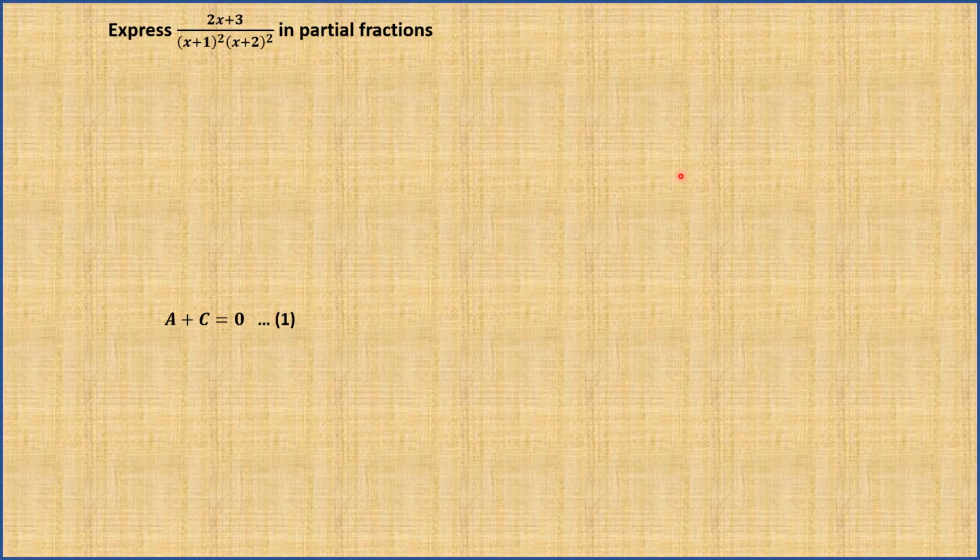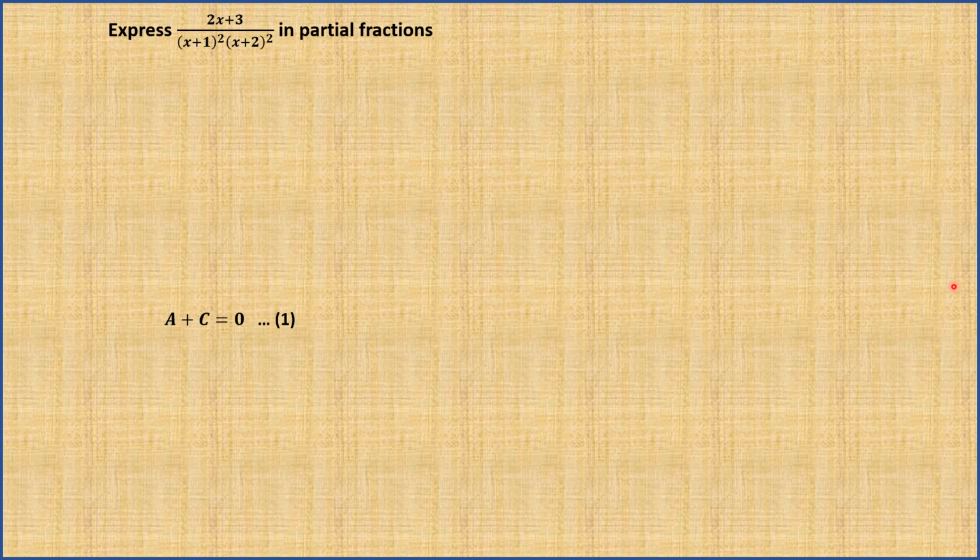We have this expression. We have to express this algebraic fraction into partial fractions. So we have to recognize that the degree of the numerator is 1 and that for the denominator is 4. So this is a proper fraction and it has repeated factors.